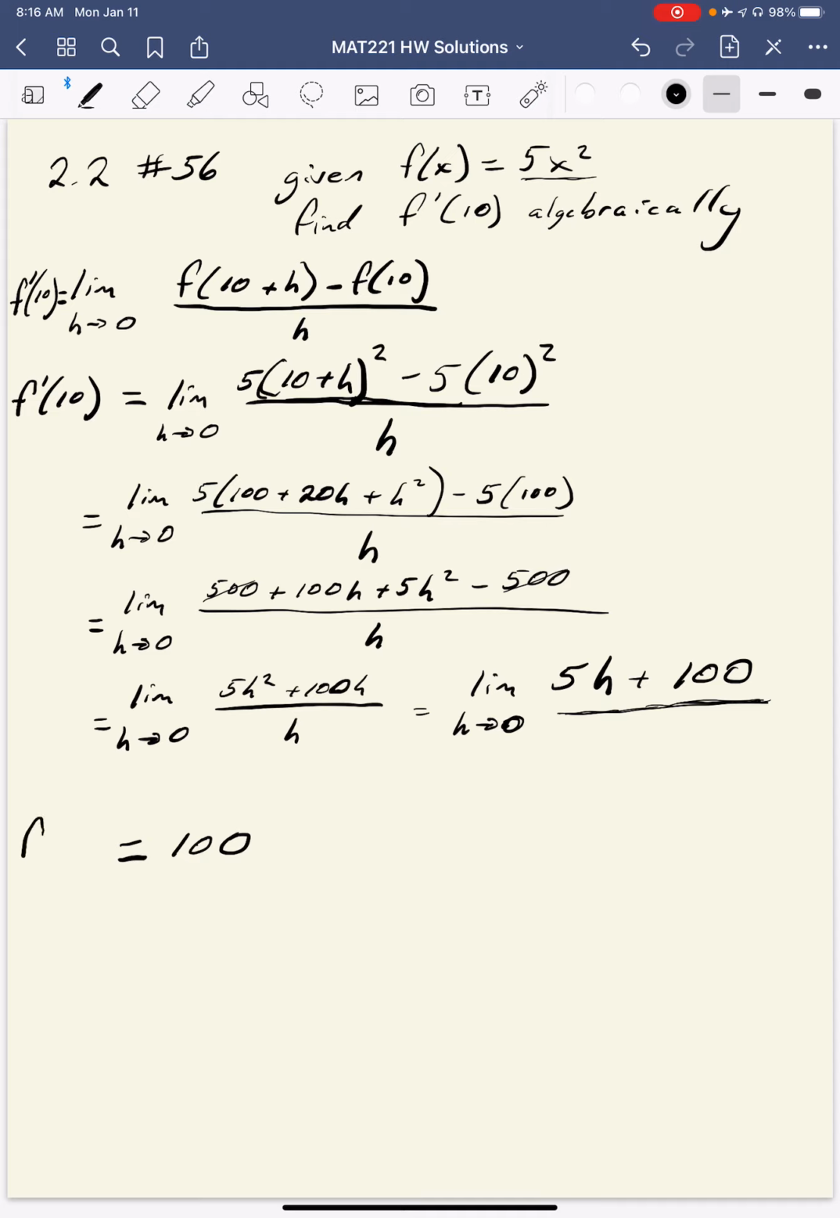So I can say that the derivative of this function at 10 is equal to 100. Notice when I did that last step, I took the limit. So the limit notation is no longer there because I have taken the limit. And I've come up now with my final answer.